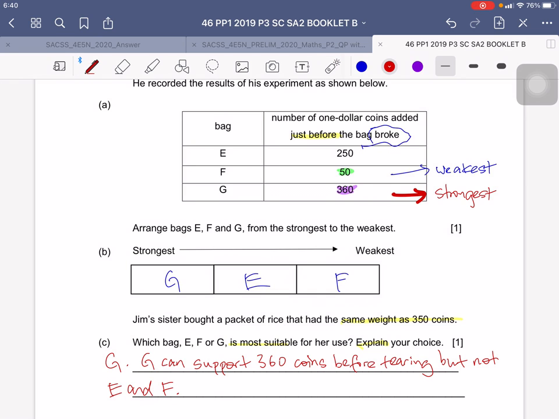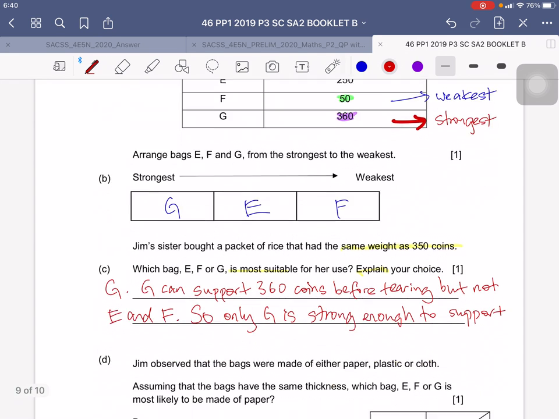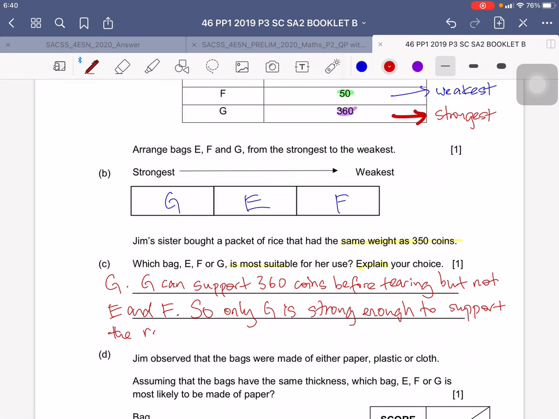Okay, so what is the conclusion, the consequence? So only G is strong enough to support the rice without tearing, or you can say without breaking. So over here you have to explain the consequence. G is strong enough to support the rice without tearing.